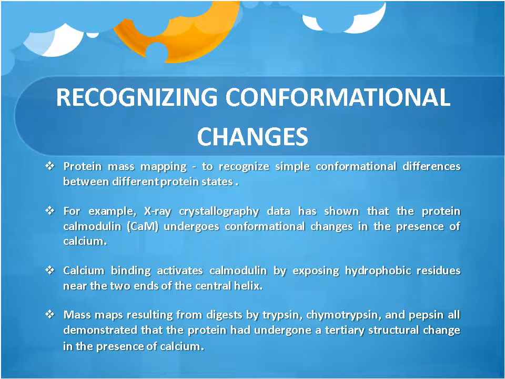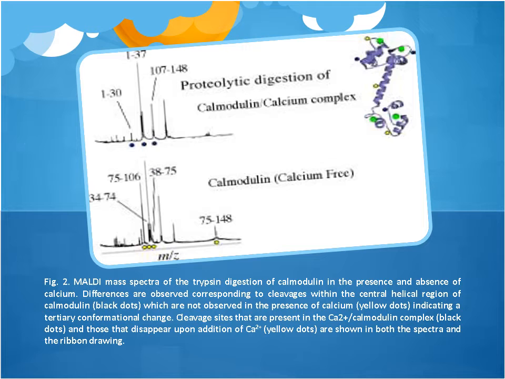The resulting mass maps that are obtained from digests by trypsin, chymotrypsin, and pepsin have all demonstrated that the protein had undergone a tertiary structural change in the presence of calcium. This figure shows the MALDI mass spectra that is obtained from the trypsin digestion of calmodulin both in the presence and absence of calcium.